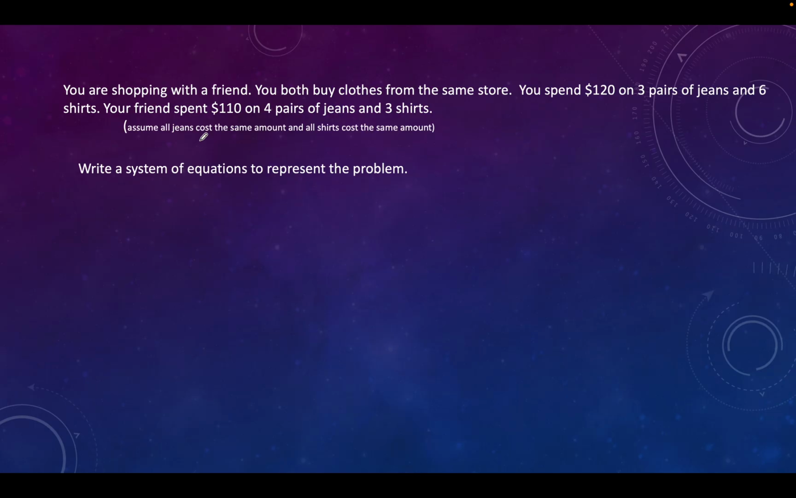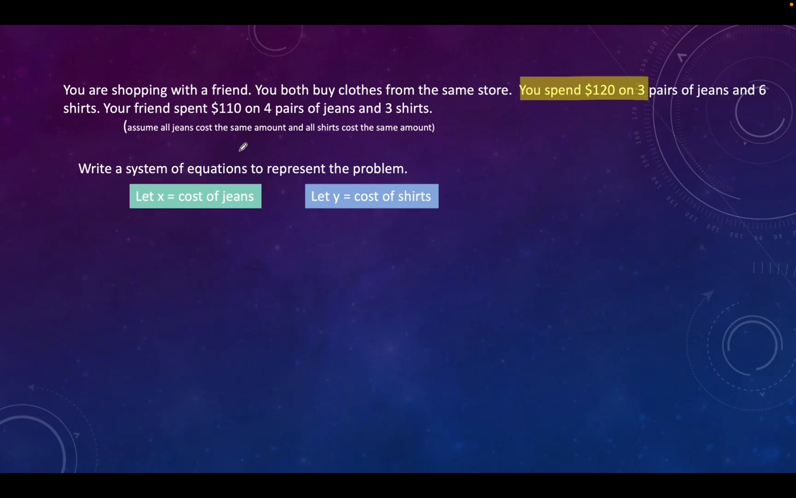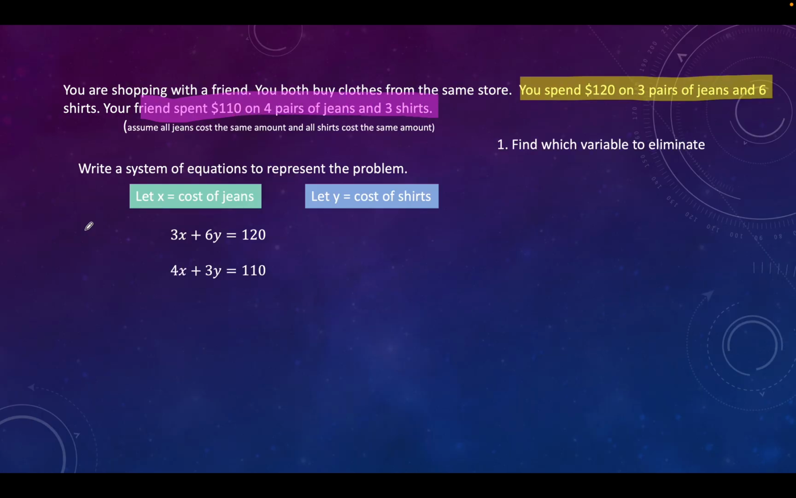If we want to write a system of equations to represent the problem, let's let x be the cost of jeans and y the cost of shirts. We spent $120 on 3 pairs of jeans and 6 shirts. So if we have 3 times our pairs of jeans, 6 times our shirts, we spent $120. The other friend, 4 pairs of jeans, 4x plus 3y equals 110.